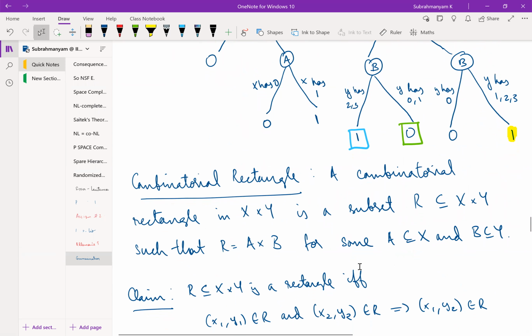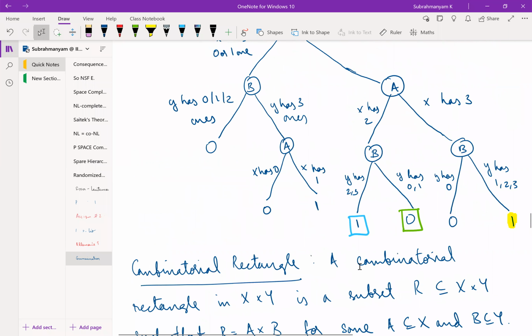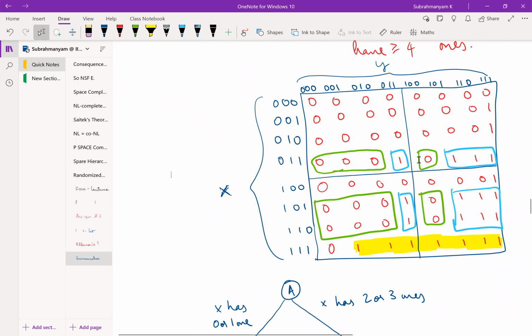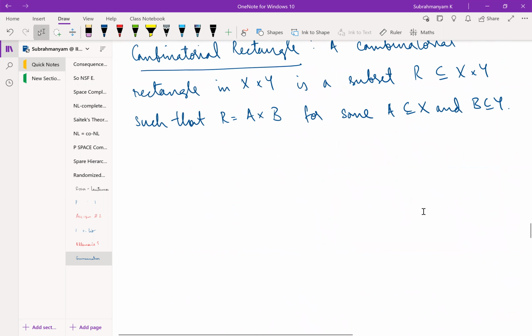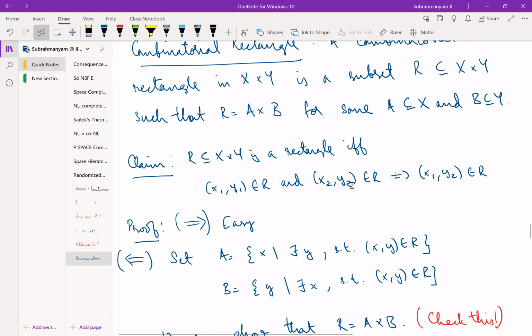And it's very easy to see that if it is a combinatorial rectangle, then if (x1, y1) is in the rectangle and (x2, y2) is also in the rectangle, then the cross term (x1, y2) also has to be in the rectangle. One easy way of seeing it is, suppose this is (x1, y1), and suppose this is (x2, y2), then this cross term (x1, y2) or (x2, y1) will also be in the rectangle. And even this should be in the rectangle. Otherwise it's not a rectangle. So this is an if and only if statement.